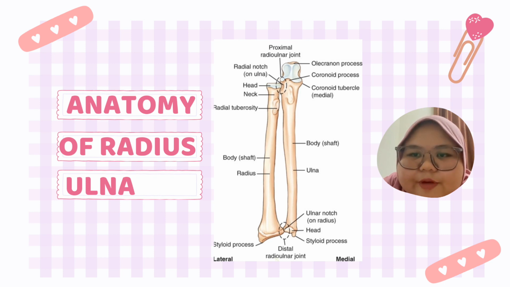Based on what I have put here, approximately we have olecranon process, coronoid process, coronoid tubercle, proximal radio-ulnar joint, radial notch on ulna, head and neck of radius, radial tuberosity, body or shaft of both radius and ulna, ulnar notch on radius, head of ulna, styloid process, distal radio-ulnar joint, and radius styloid process.